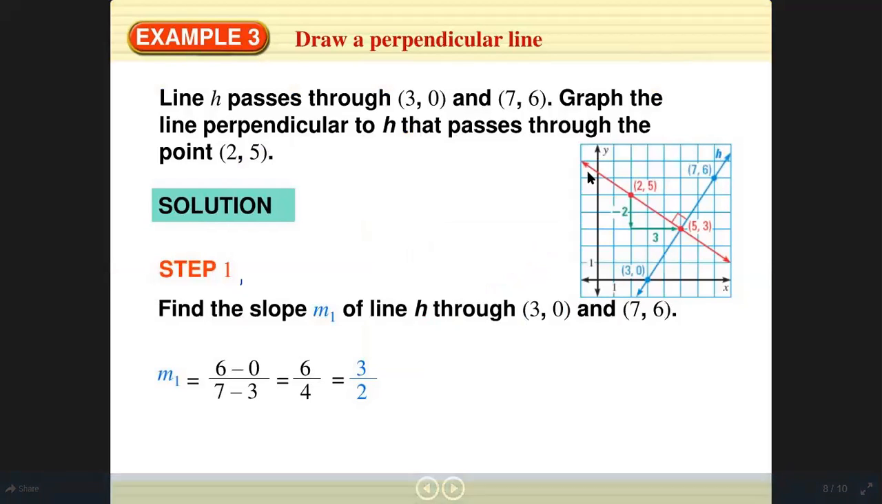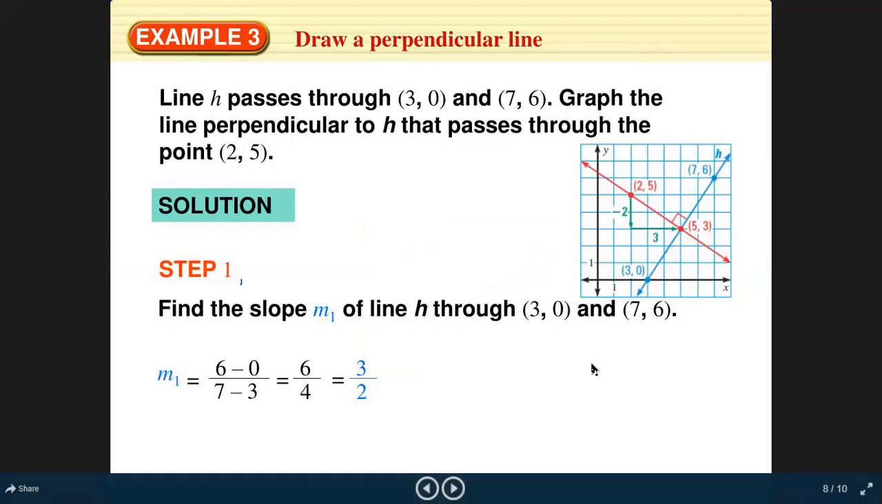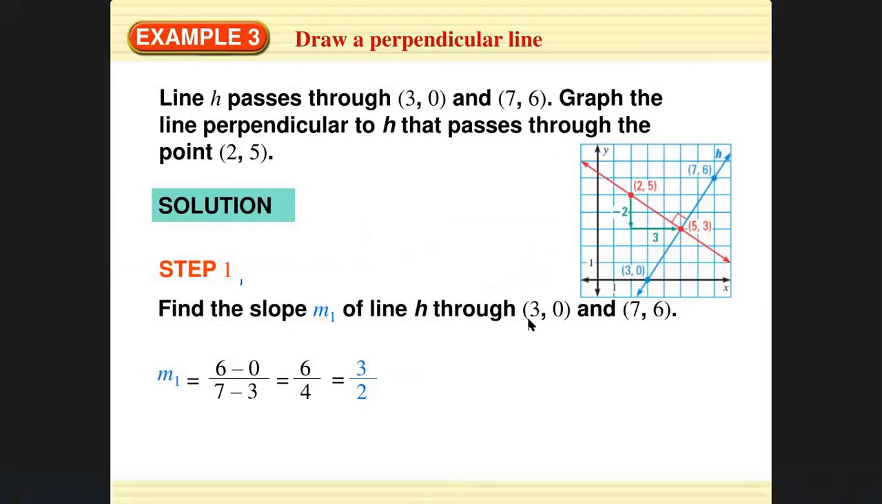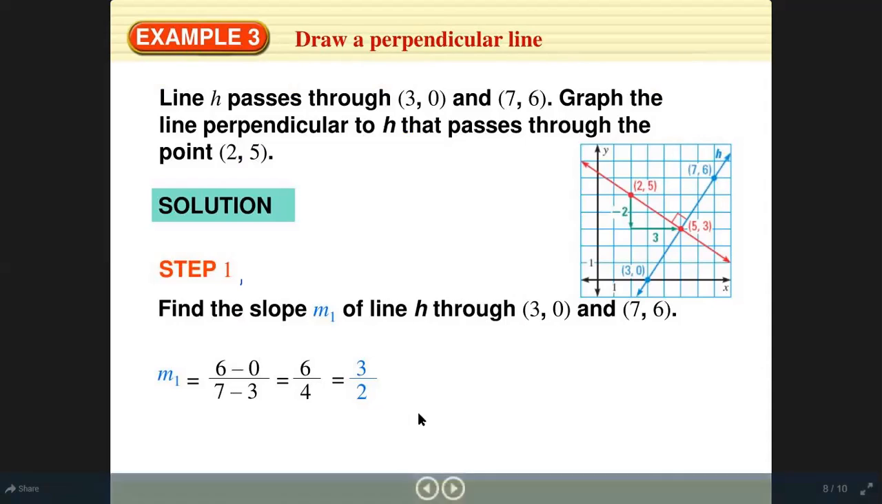In the same way, we have a line called H, and we have another line here. Line H passes through (3, 0) and (7, 6). Graph the perpendicular to H that passes through the point (2, 5). First, we are going to find the slope of the line H, which passes through (3, 0) and (7, 6). In the same way, we found that the slope equals 3 over 2.